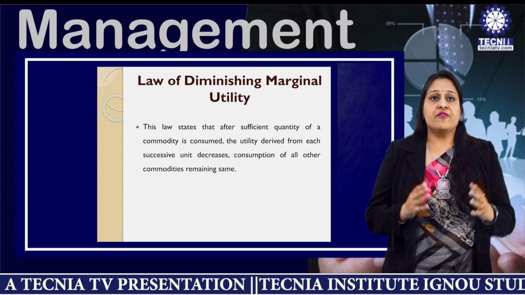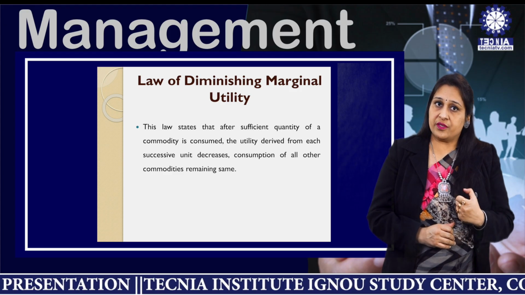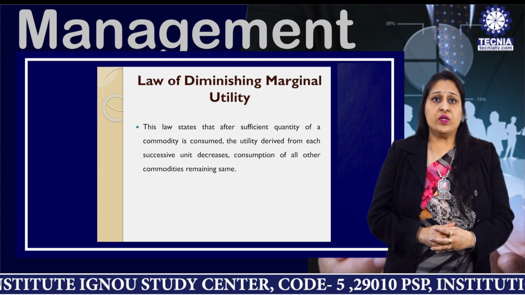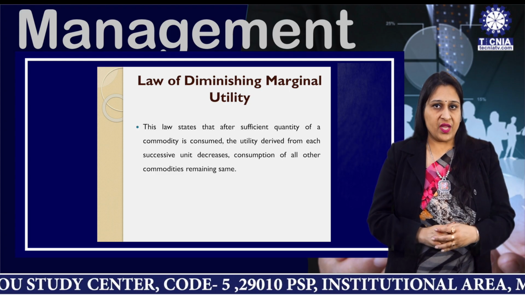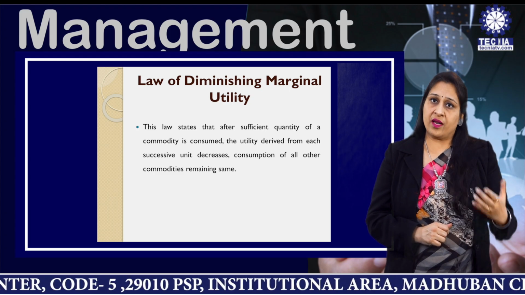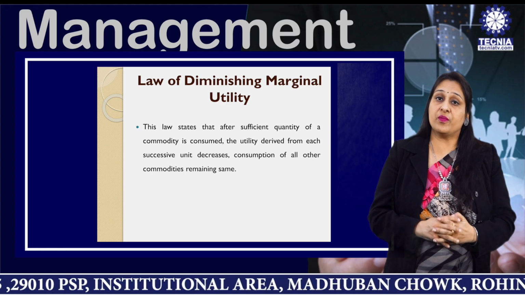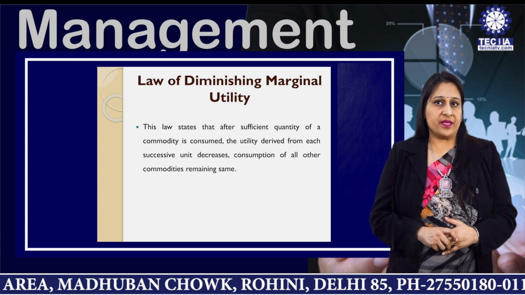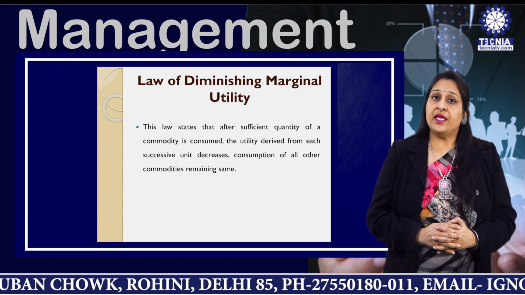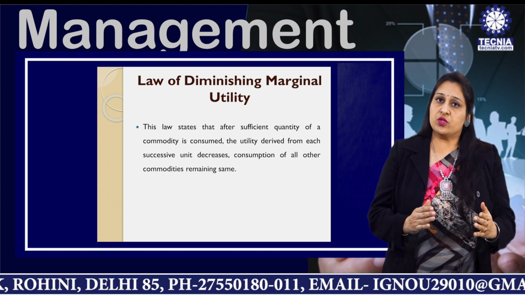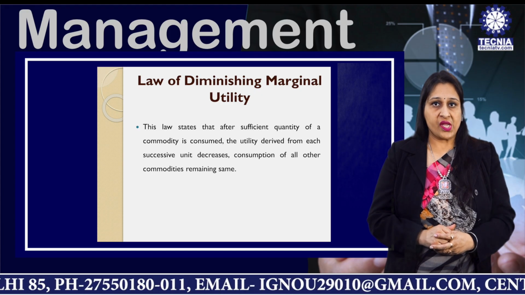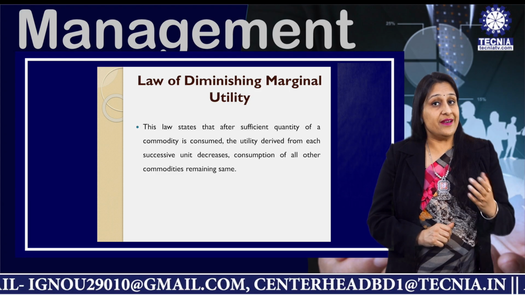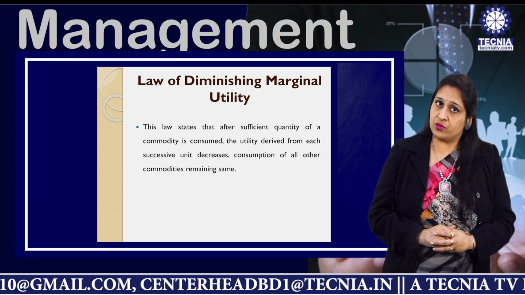For example, if a person is hungry, the first burger he consumes will give him high utility, as it will give him high level of satisfaction. As he keeps on consuming more and more burgers, utility derived from each successive unit will go on decreasing. After a point of time, when a person is satisfied, he will not be able to eat more. The utility will drop to zero here. If the consumption of burger is continued further, a person would get negative utility or disutility.